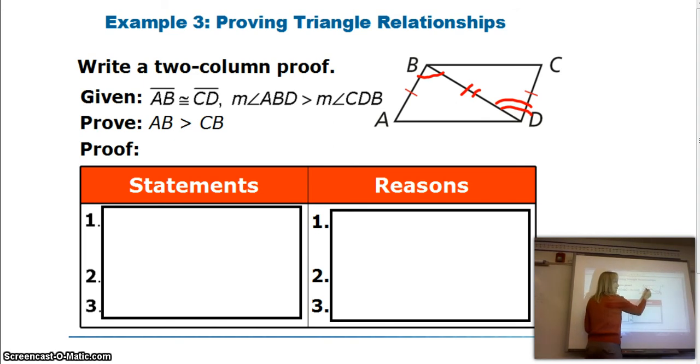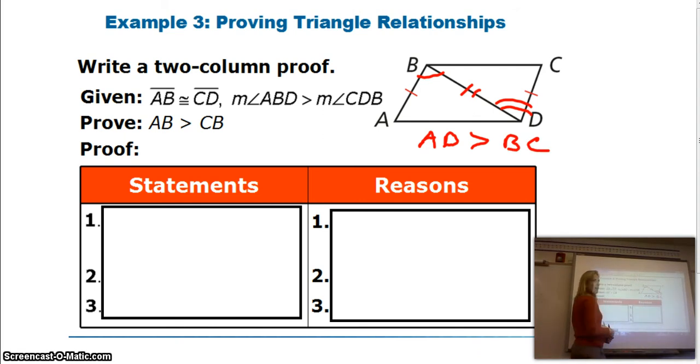So if this is greater, what can we say about AD? It's longer. AD must be greater than BC. But they want us to say AB is greater than CB, which doesn't make any sense because it's not. How would you know? Because this is not drawn to scale. It doesn't give us that. Well, what do we know about triangles, angles?